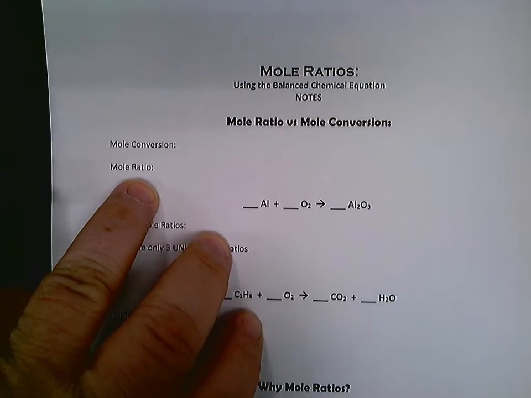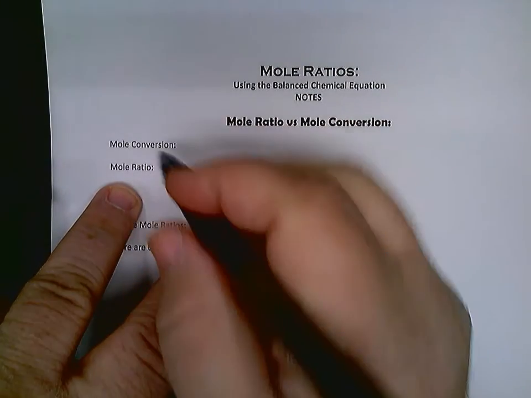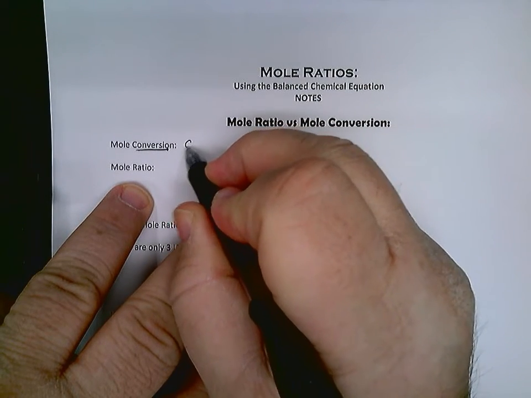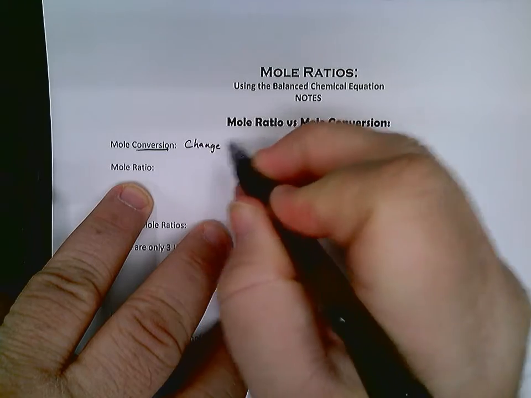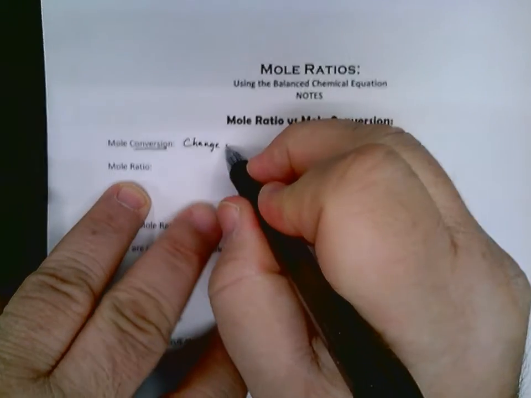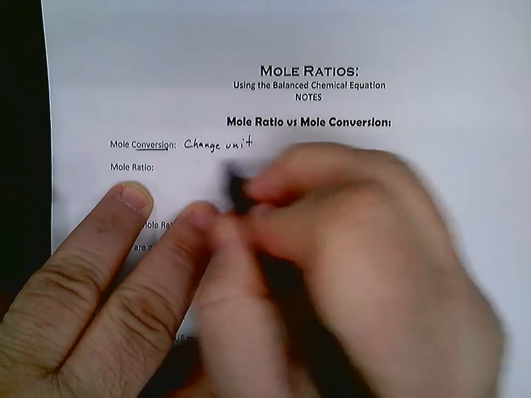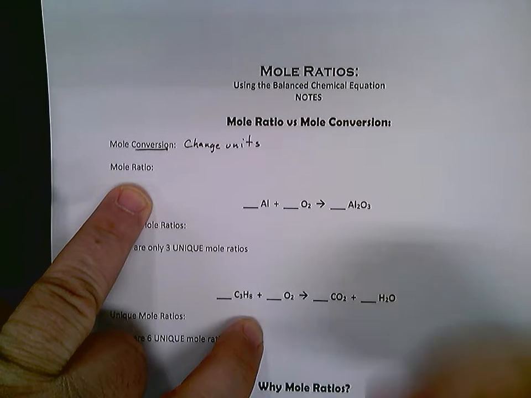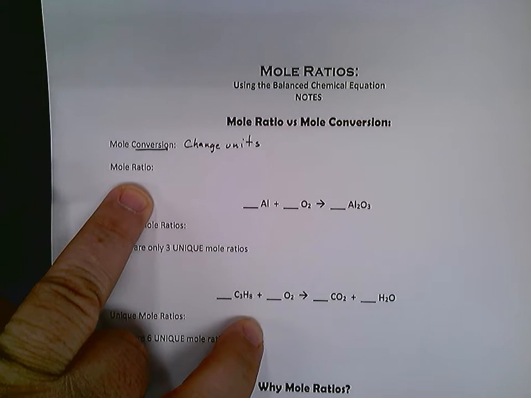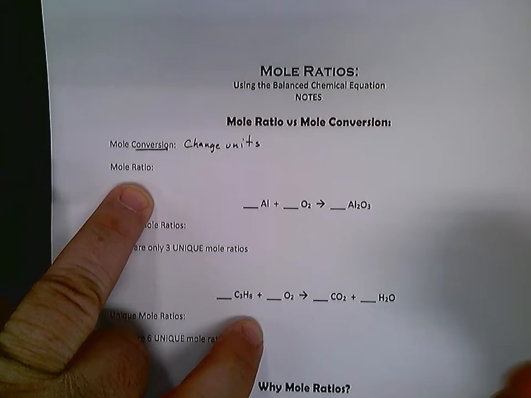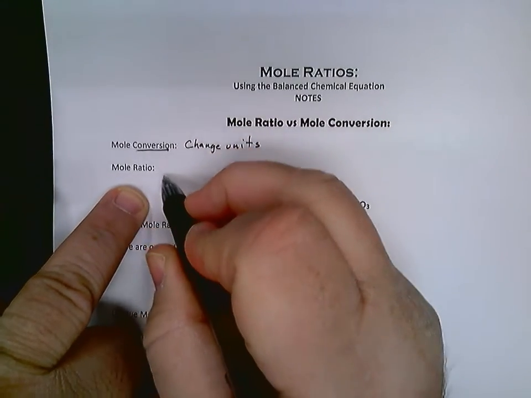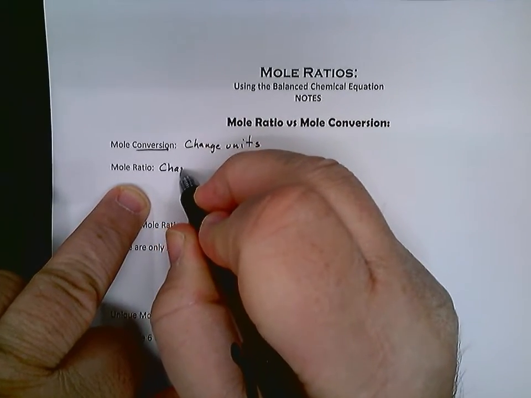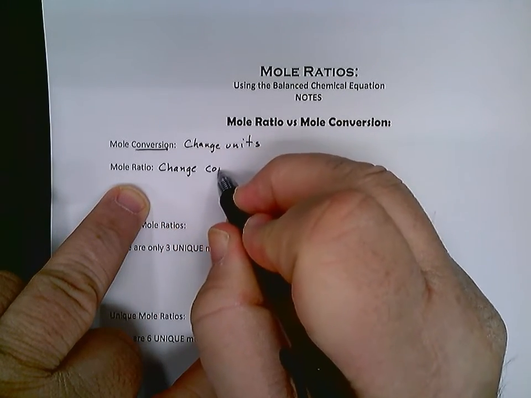However, there's a difference between a ratio and a conversion. Now, conversion, we've talked about that before. It allows us to change units but not the value. So the key here is a mole conversion allows us to change our units, such as grams to liters, etc. A ratio actually is important to us because it allows us to change compounds.